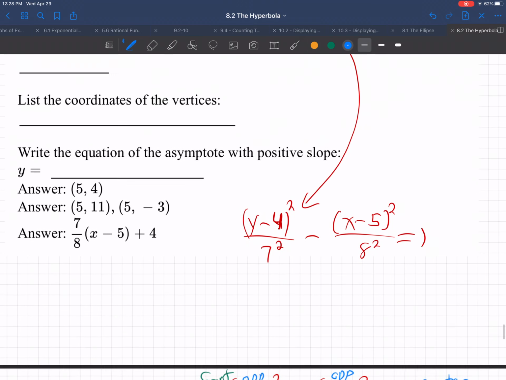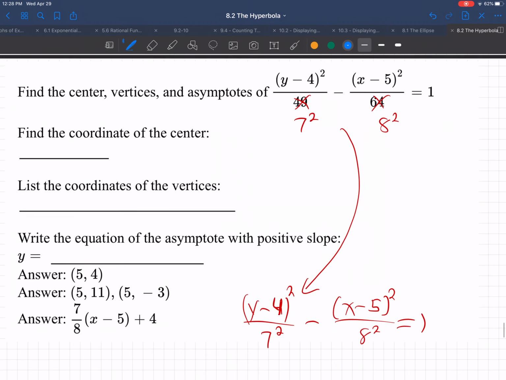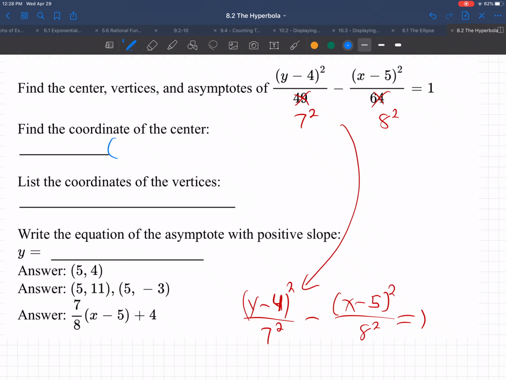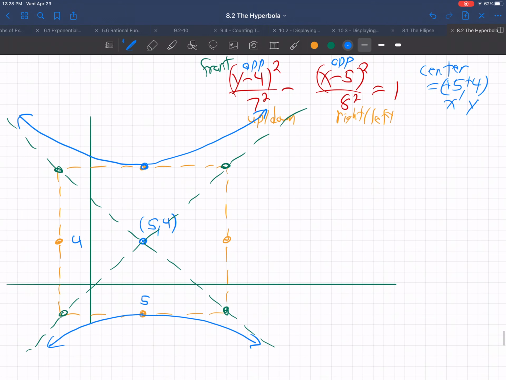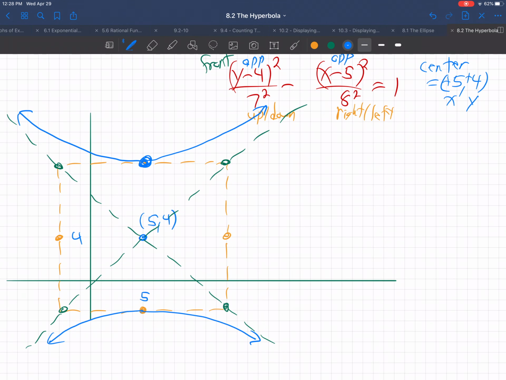So what are the questions? Find the coordinates of the center. We already found the center. The center would be opposite, opposite, plus 5, plus 4. List the coordinates of the vertices. What are the vertices of this thing? Well, the vertices are this number and that number.